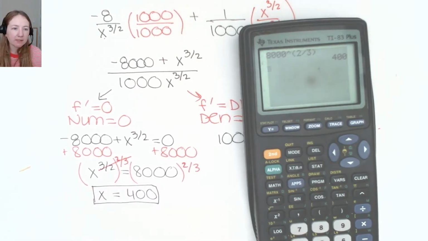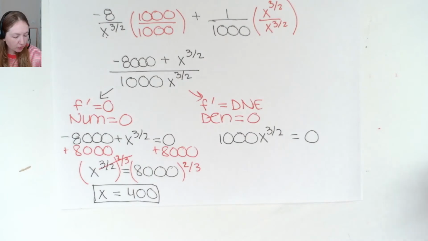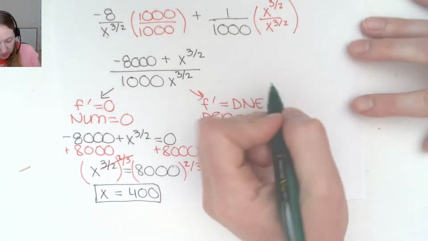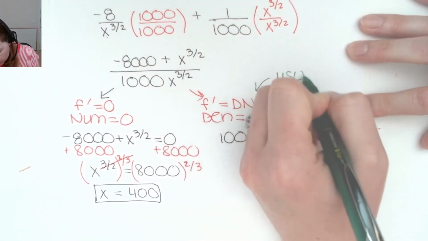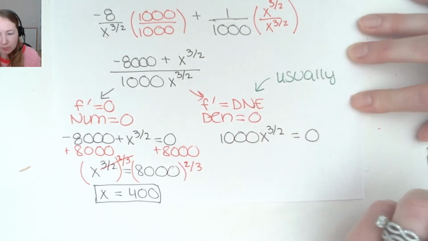All right, now I will say in the previous example this was true, and this is very true with optimization questions. Usually this denominator equal to 0 is going to give you a bogus answer.